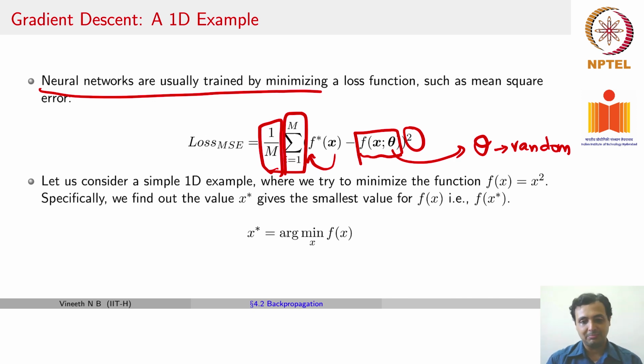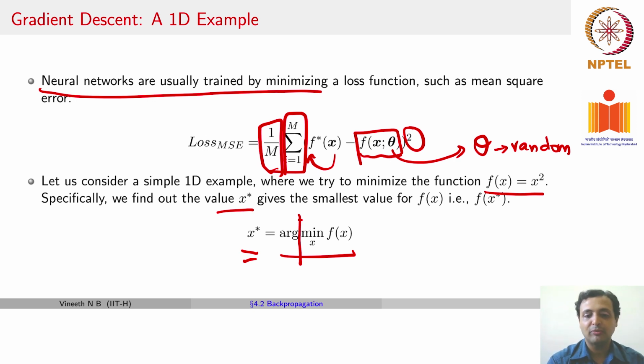Let's take a simple 1D example and then try to study this a bit further. Let's say we'd like to minimize the function f of x is equal to x squared. Specifically, let's assume that we know the value x star, which gives you the smallest value for f of x. Let's assume that's f of x star, of course. So we know that x star is equal to arg min over x of f of x. Some of you are new to this. Arg min of f of x gives you the value of x, across all possible values that you can choose, that gives the minimum f of x. That's the difference between min and arg min. So x star is that x that gives you the minimum value of f of x.